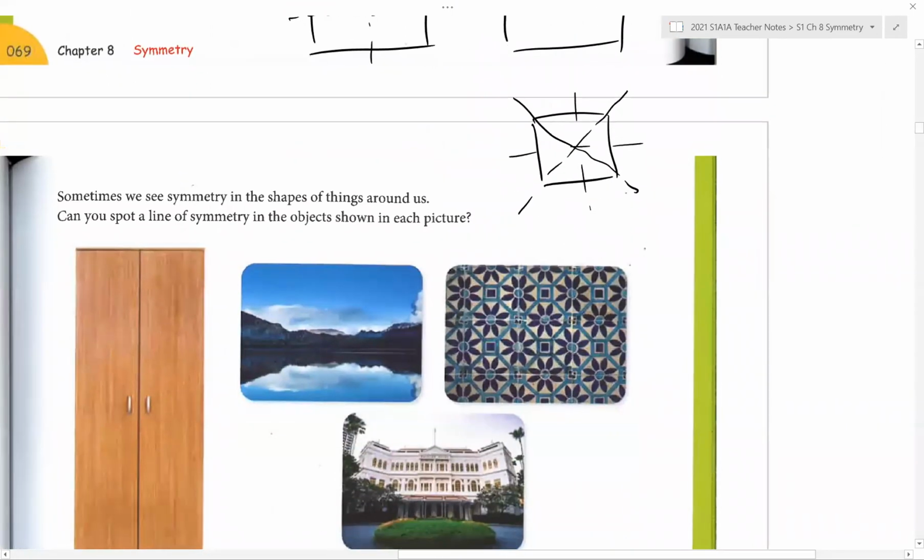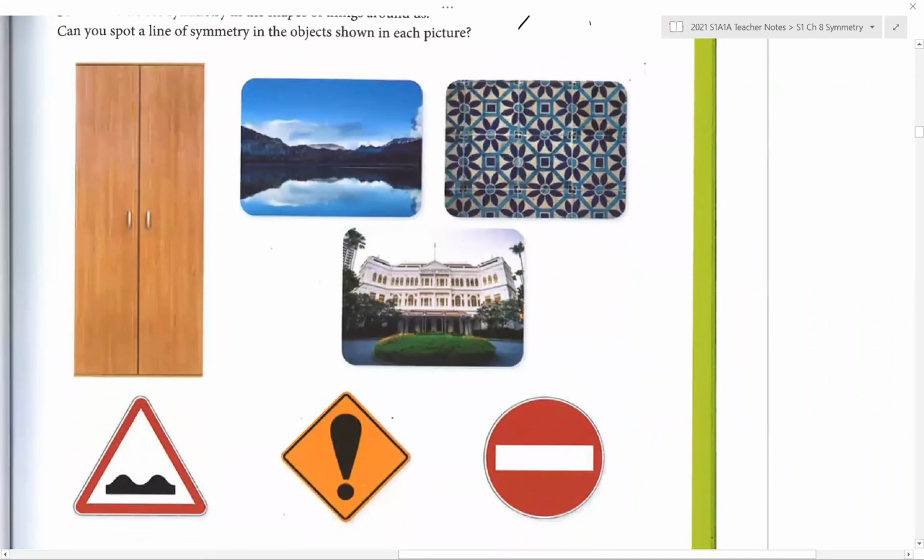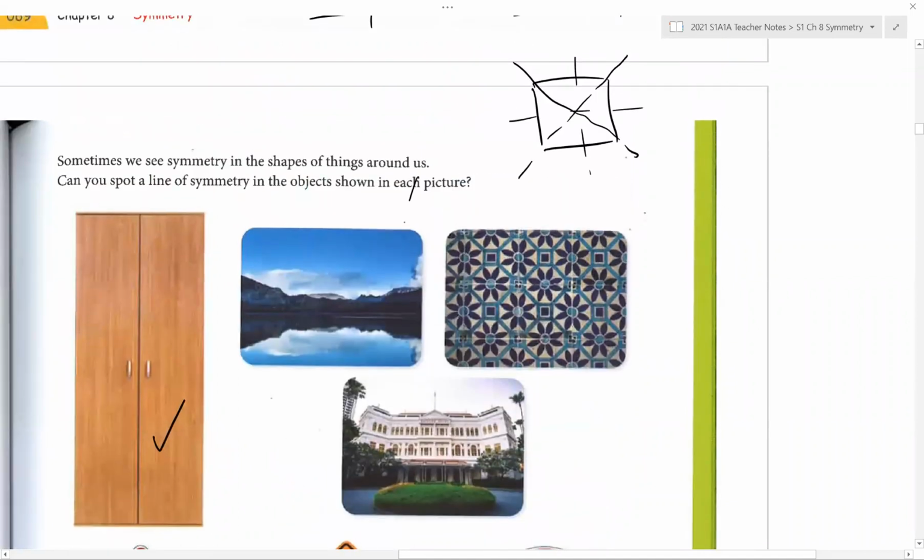Okay, so in real life, we actually can find lines of symmetry. For example, this cupboard has lines of symmetry. Then what about this picture over here? Is there a line of symmetry? What is this picture about?